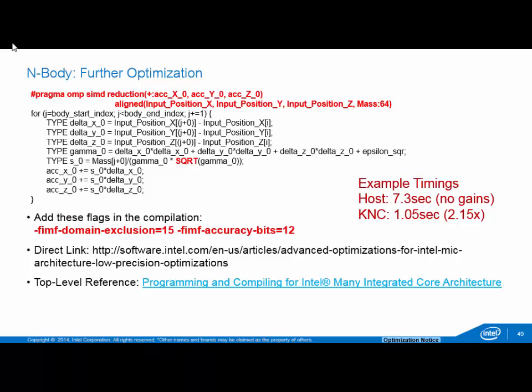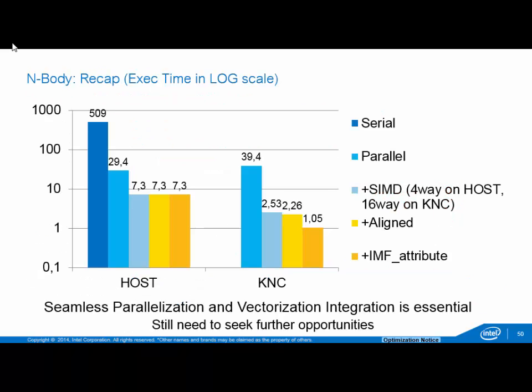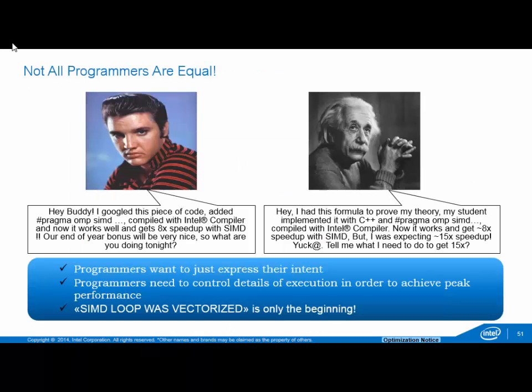You can lower your precision, your accuracy requirement, then get much better performance. You can see with this tuning, basically the KNC performance becomes just about 1 second. So that's all the step-by-step performance tuning you can do to get the best performance. This is basically the recap of all the performance gain you get with different optimizations.